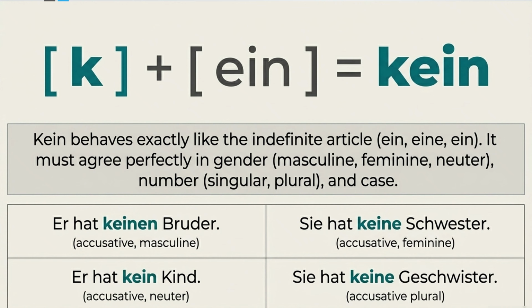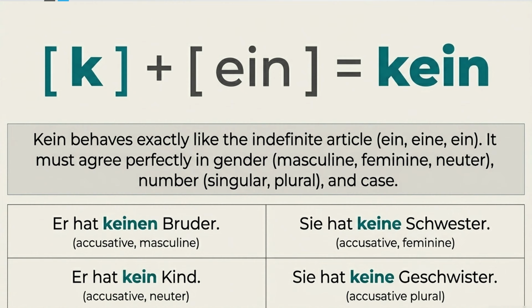Kein isn't just one word. It behaves exactly like the indefinite article ein, which means a or an. This means it must agree in gender, number, and case with the noun it is describing. It changes its ending just like mein, which means my, or dein, which means your. Just like ein, the word kein changes depending on the gender and the case.